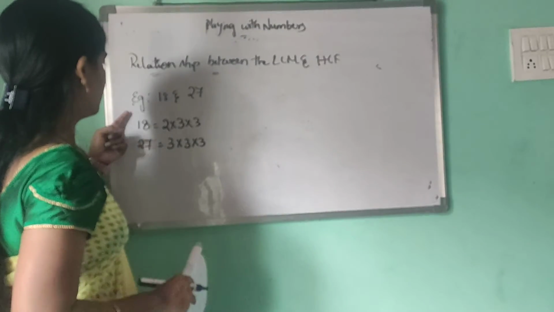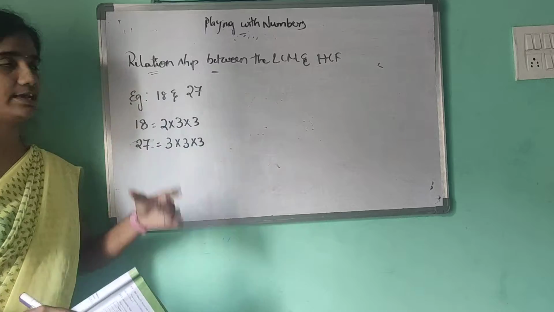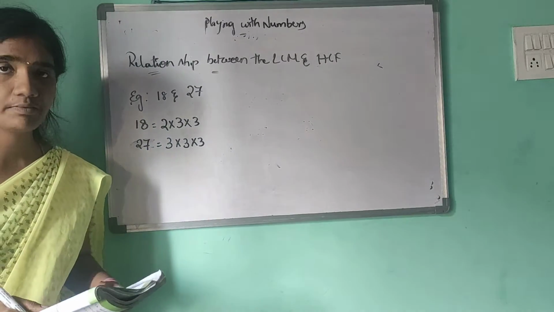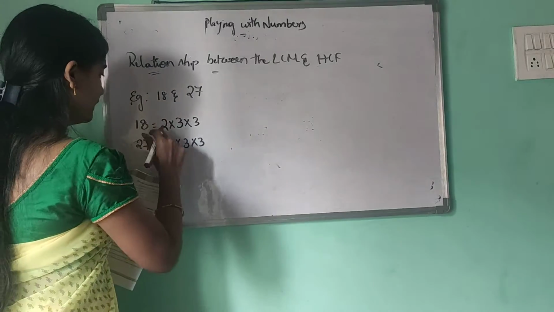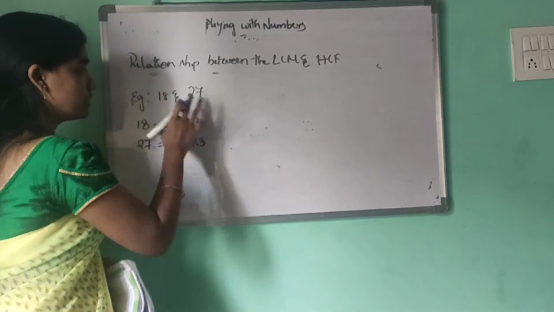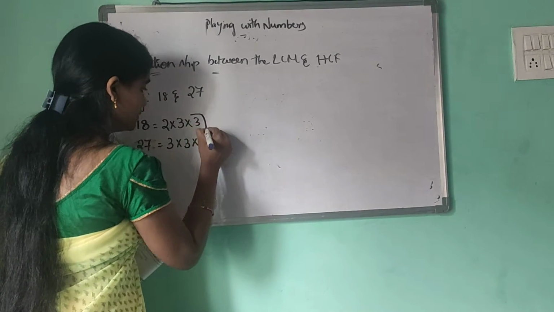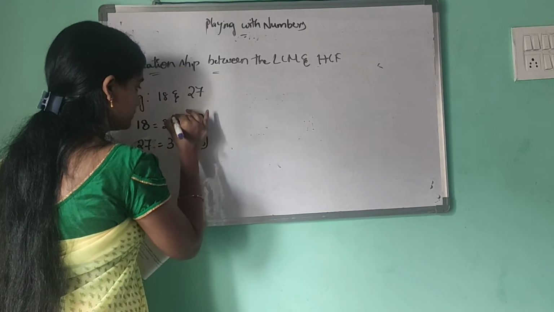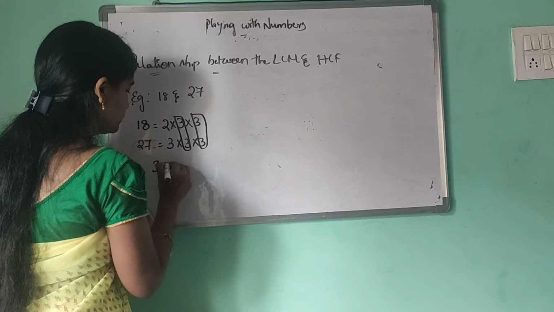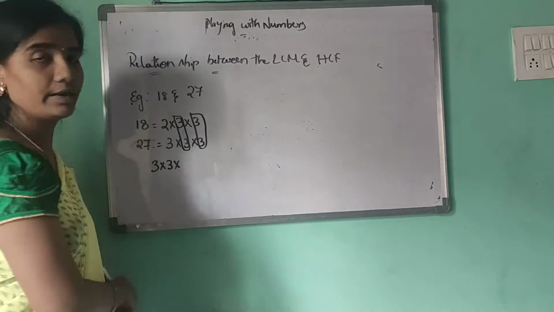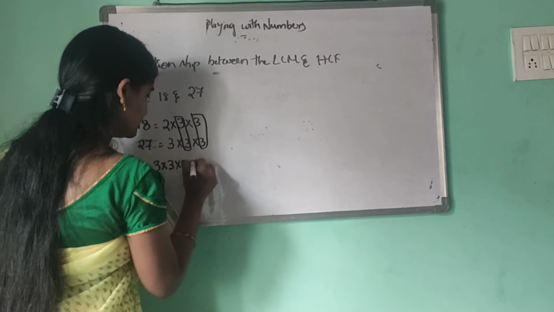So, in these two numbers, find the LCM. How to find the LCM? Here, the LCM of these two numbers. Among all these factors, which are the common factors? 3 into 3. So 3 into 3, and the remaining numbers are also multiplied into this.